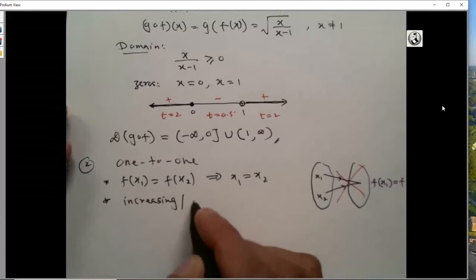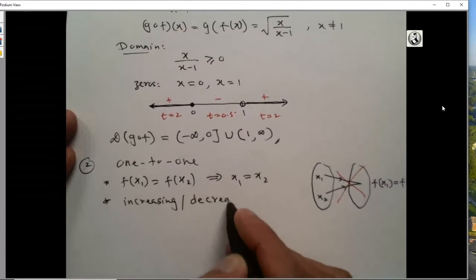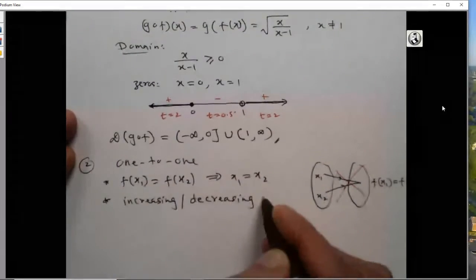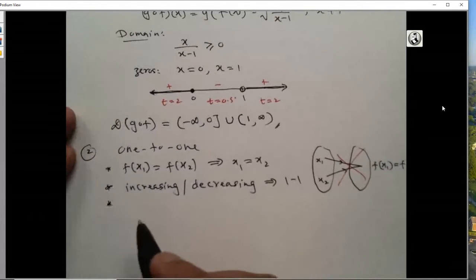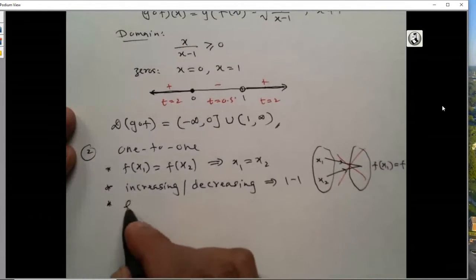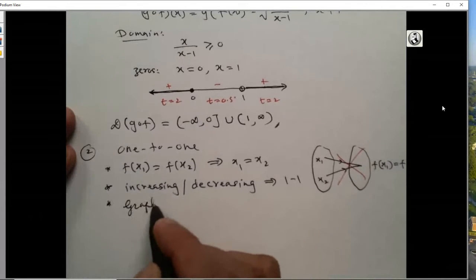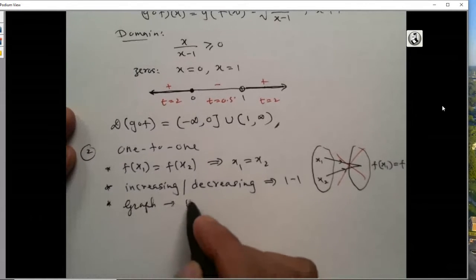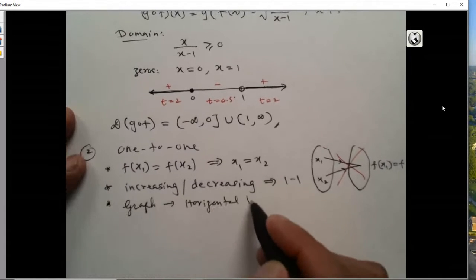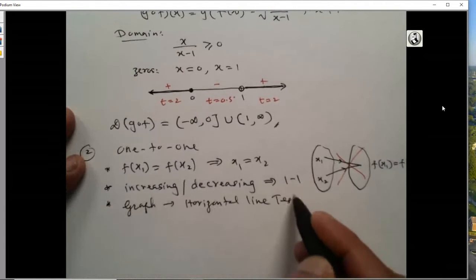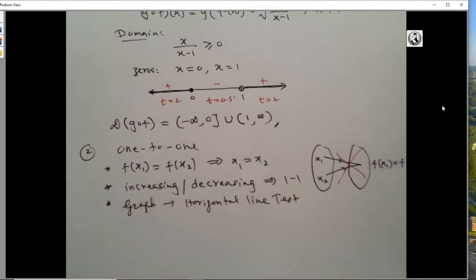If a function is increasing or decreasing, then it has to be 1 to 1. And the third one, we also look at the graphical version. That means you draw the graph and then we use the horizontal line test. Those are the 3 ways to check whether a given function is 1 to 1. Okay, let's also look at some special cases.